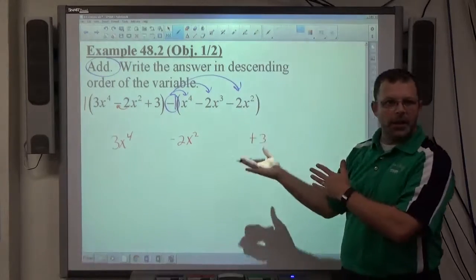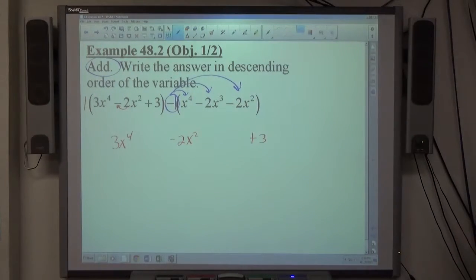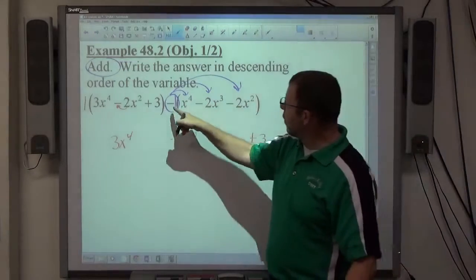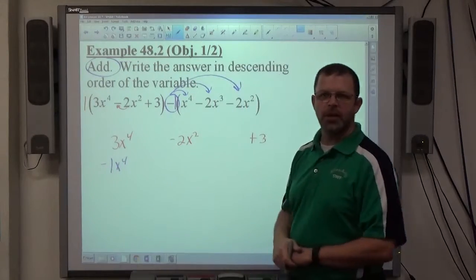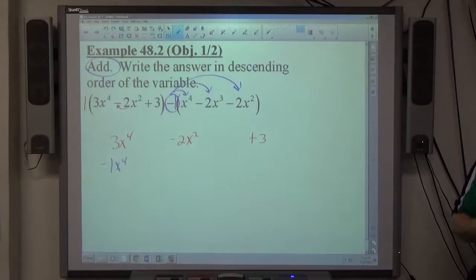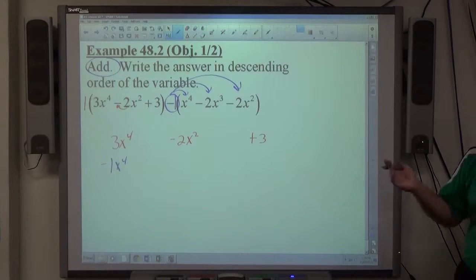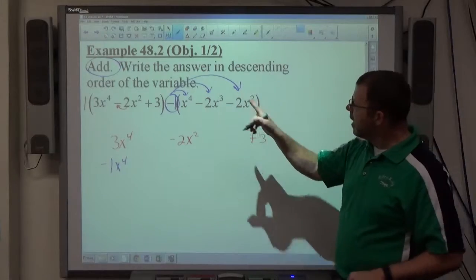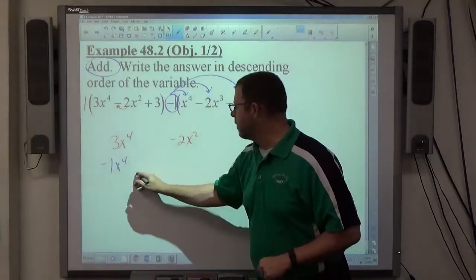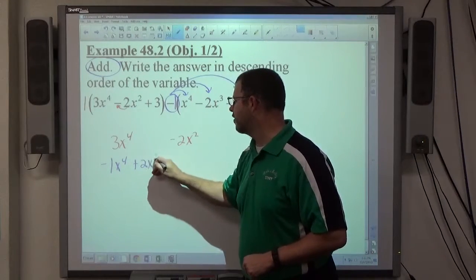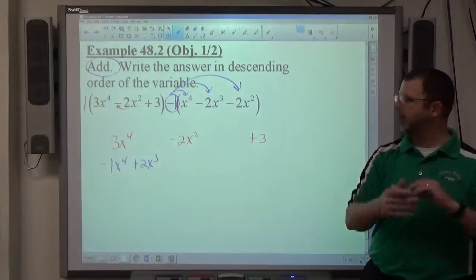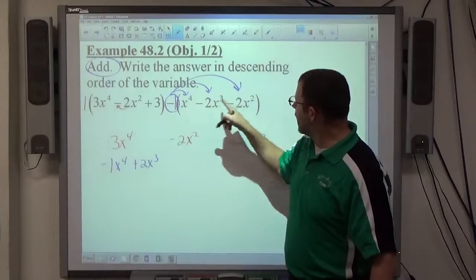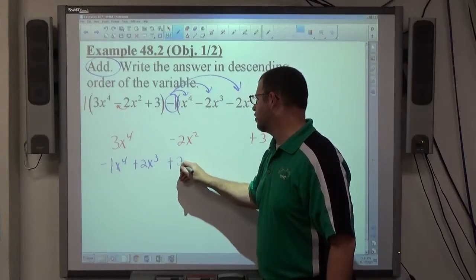So when I multiply, same sign gets me a positive, different signs gets me a negative. So -1 times x to the 4th makes -1x to the 4th. I do recommend putting 1s in, because you're adding and subtracting. +1 -1 matters, so putting it there just helps you to see that. -1 times -2x cubed makes +2x cubed. So again, x cubed shows up, leaving that gap gives me a space to put x cubed without jamming everything together. -1 times -2x squared makes +2x squared.